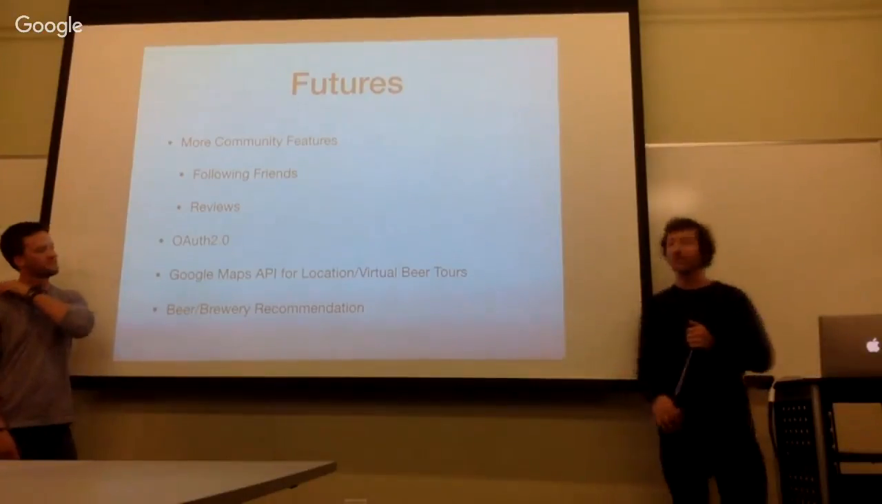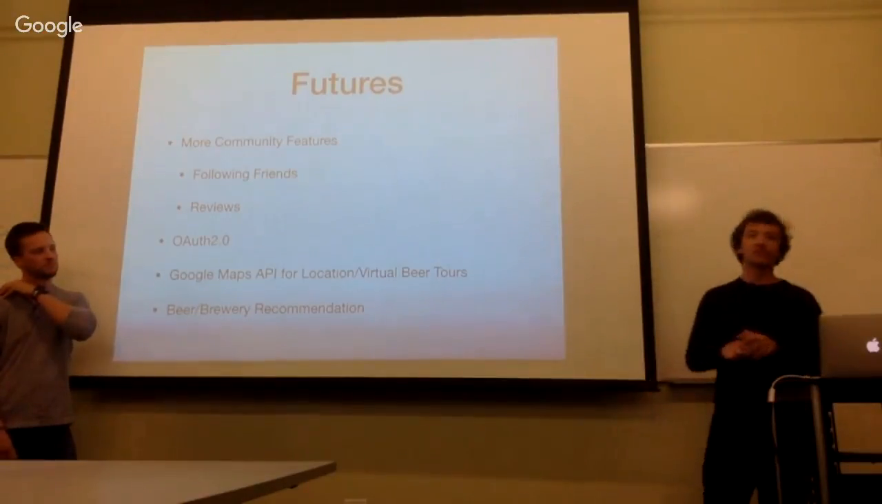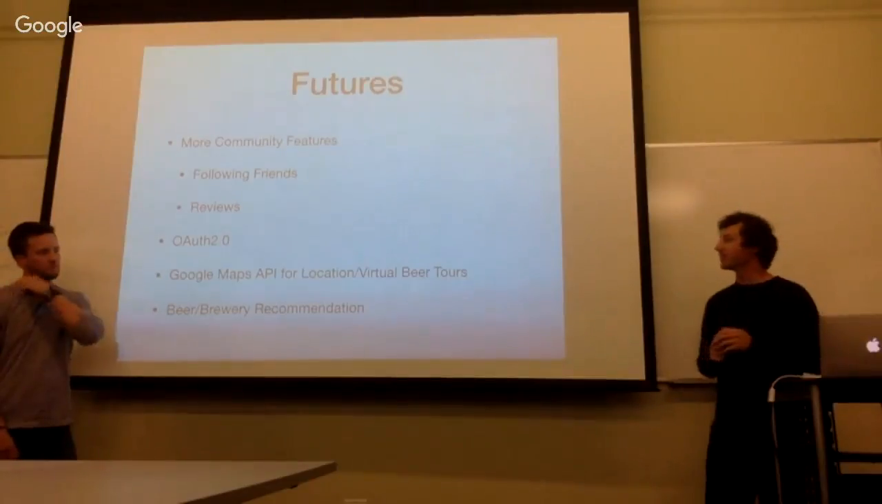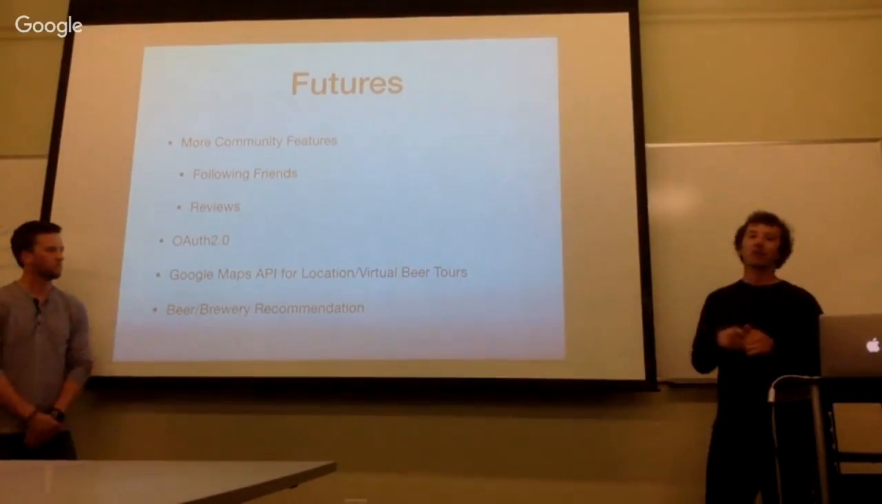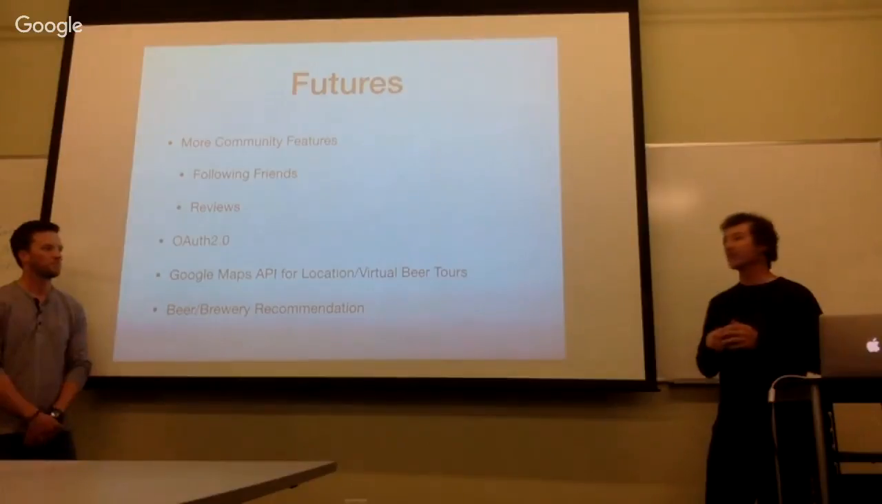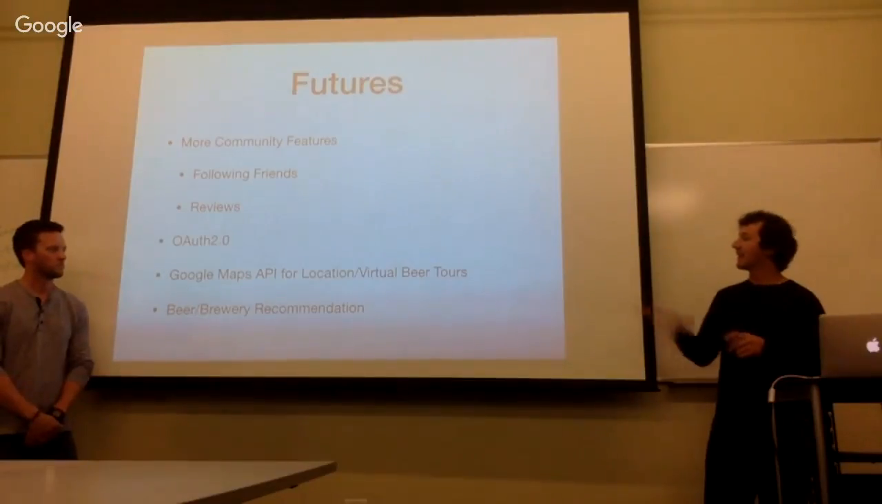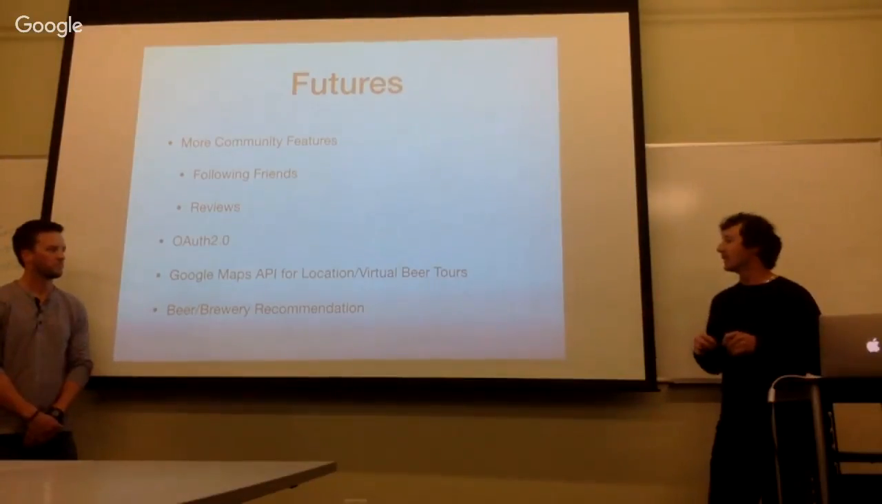And then some future features, we want to have just a little bit more community involvement, like being able to follow other users, review beers, and see what other people have to say about those beers and breweries. OAuth 2.0, so we can log in on Facebook. We kind of had an idea to do like a virtual beer tour with the Google Maps API. We'd like to implement that, and then maybe eventually a beer and brewery recommendation feature.